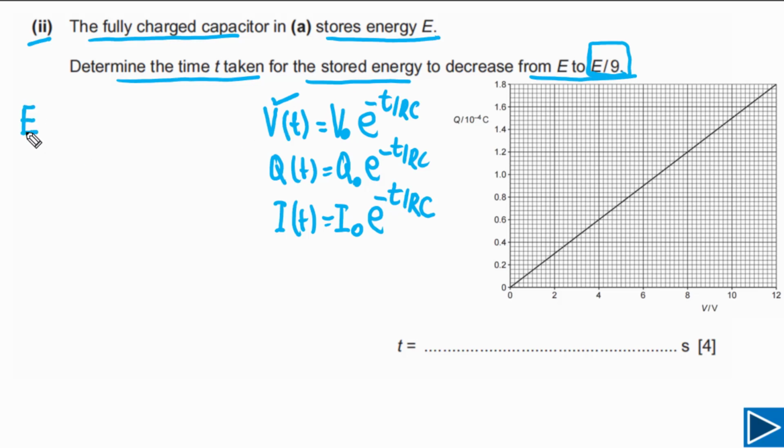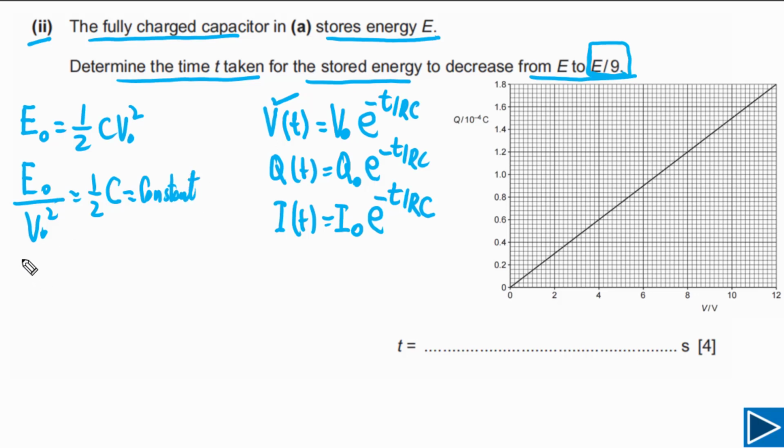Energy stored in a capacitor, let's say this is E naught, will be equal to 1/2 C V naught squared. But in this case, we can write E naught over V naught squared. This will be equal to 1/2 C. The capacitance of the capacitor is constant. So simply we can say this will be equal to some constant. We can say that E naught over V naught squared, meaning the ratio between these two quantities, will stay constant. So let's say we have the new energy stored, that is E new. We have to find out what the new value of V is.